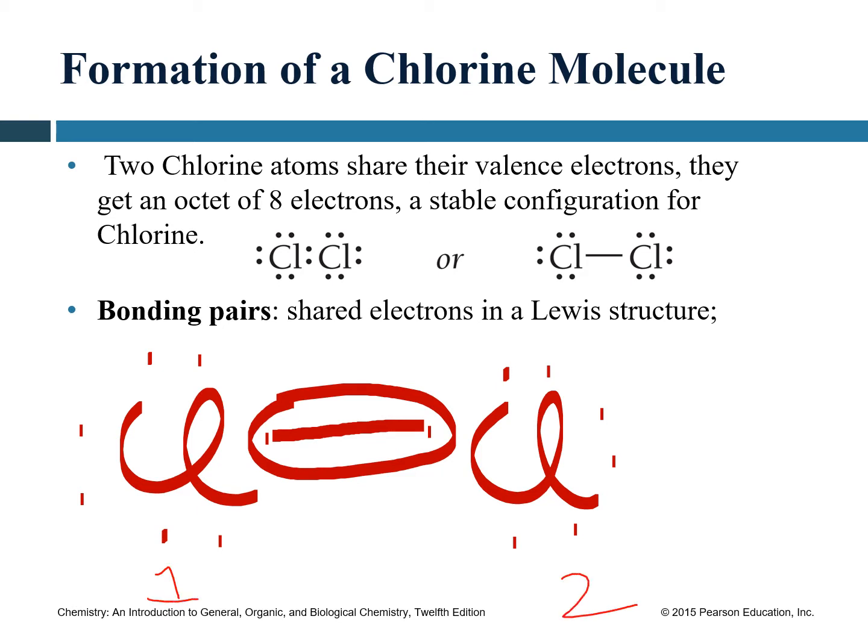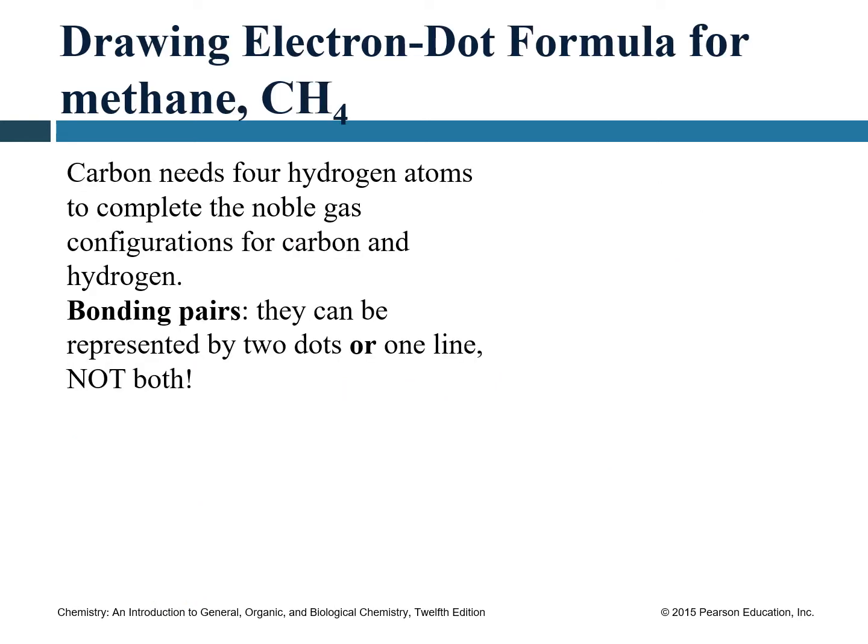The first chlorine had 7 electrons of its own. The 8th one is coming from the second chlorine. And the second chlorine also now has 8 electrons, 7 of its own, and the 8th one is coming from the first chlorine. Okay, and this line that I have drawn between the two chlorine atoms is also called a single bond, and it represents bonding pairs because at each end of it we have an electron that's being shared.